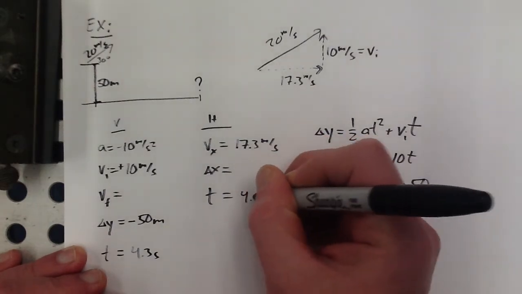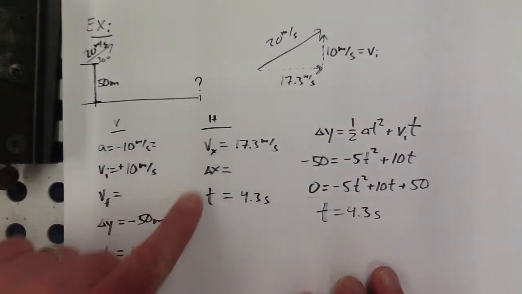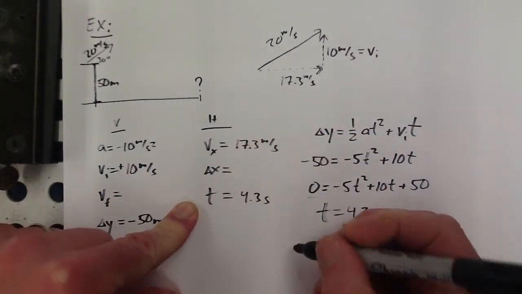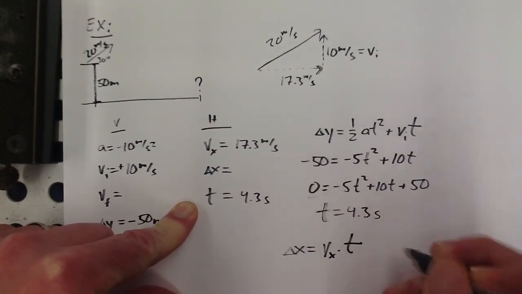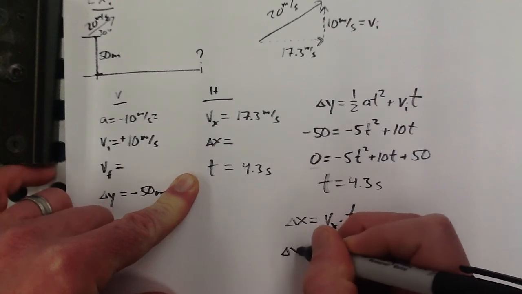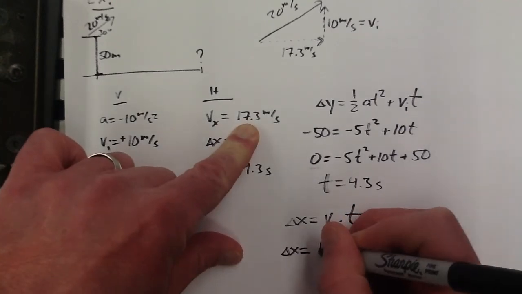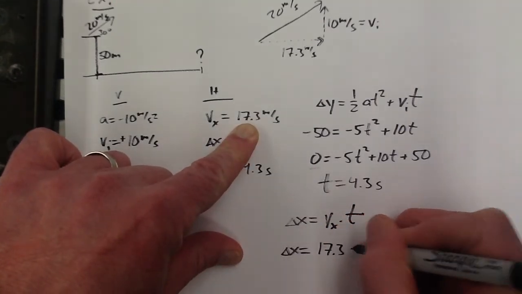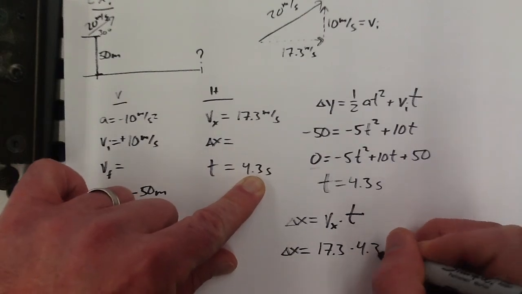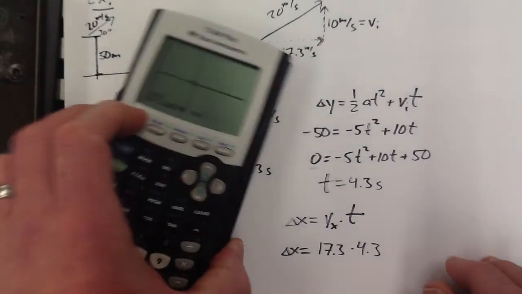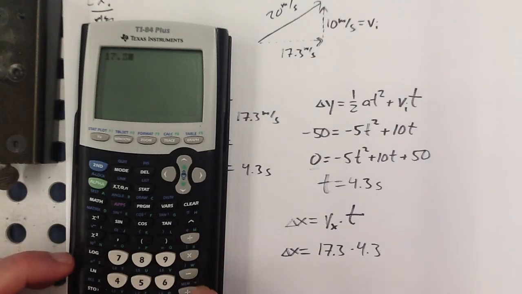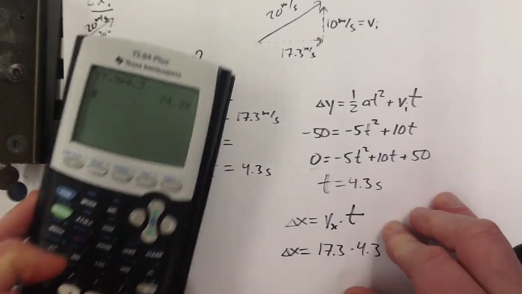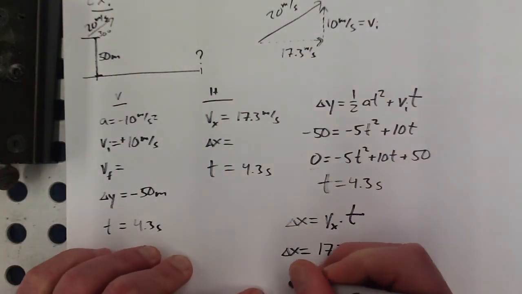So once I have that, then the equation that relates these things is delta x equals vx times t. So my delta x is equal to 17.3 times 4.3, which gives me about 74.4 meters.